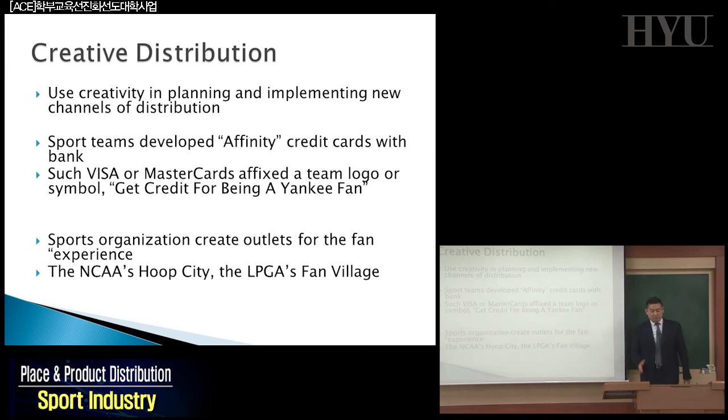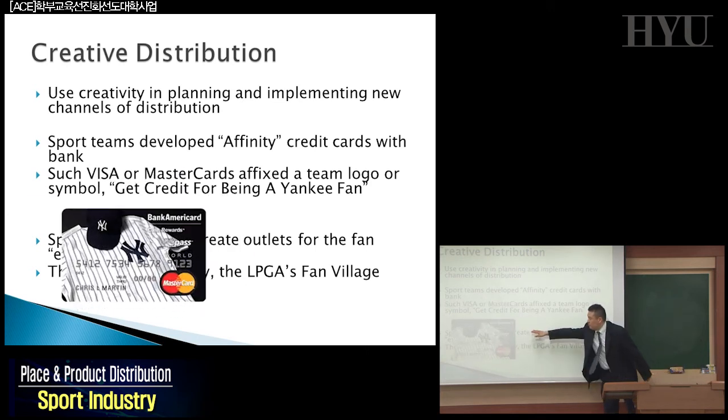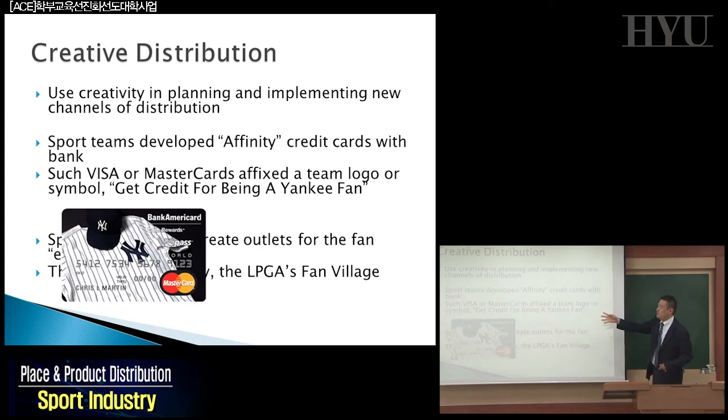Sports teams develop affinity credit cards with banks, such as Visa or MasterCard, with a team logo or symbol. You get credit for being a Yankee fan. Sports organizations create outlets for the fan experience. That card is from Bank of America, a bank credit card. You have the chance to see the picture of the New York Yankee pinstripe uniform. That means a Visa or MasterCard appears with a team logo or symbol, to get credit for being a Yankee fan.